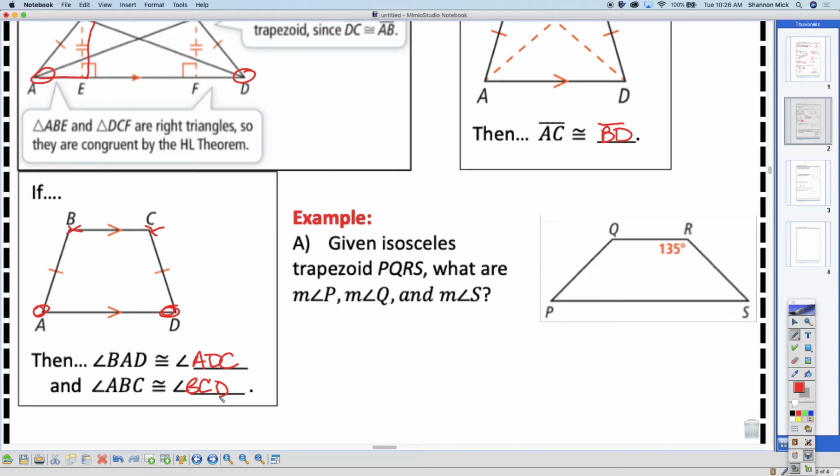So given that information, we've got to find angles P, Q, and S. So a trapezoid is what kind of a shape?